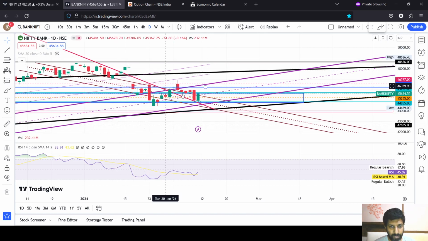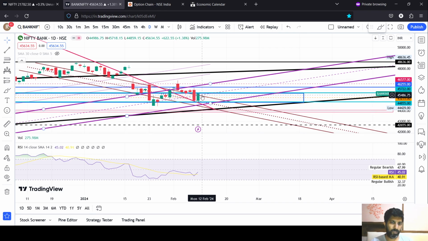And also we can see that it had almost taken support from the trend line, which had been broken on 31st and was retested on 1st as well as on 8th of Feb. And again on 9th of Feb it almost took support from there and then bounced back to give a bullish piercing pattern for Bank Nifty.